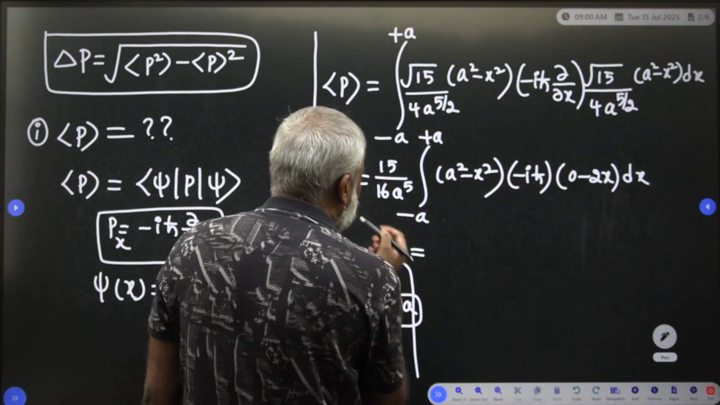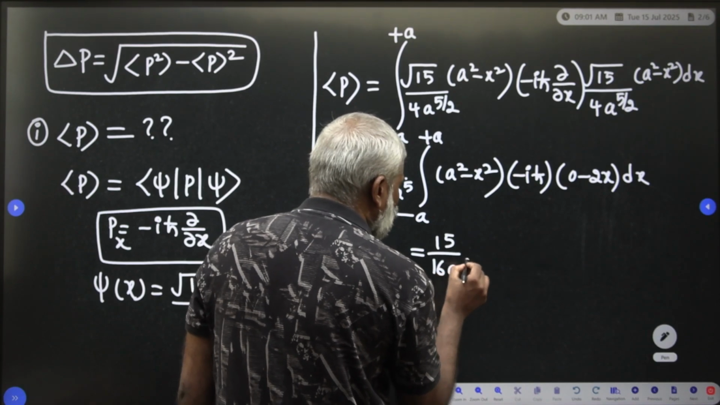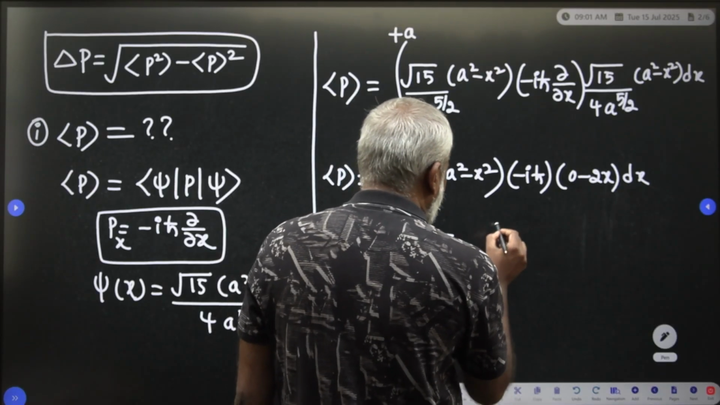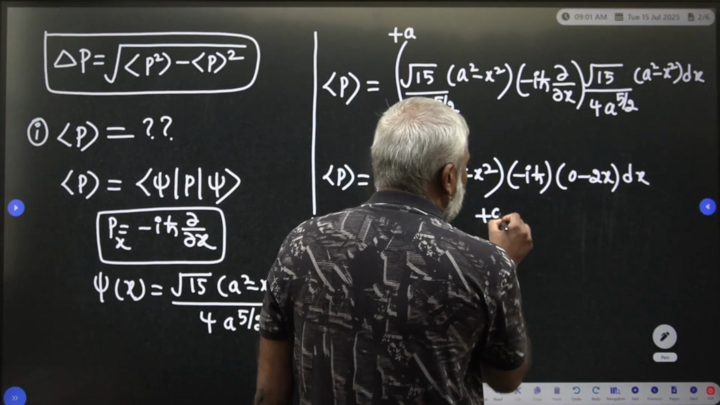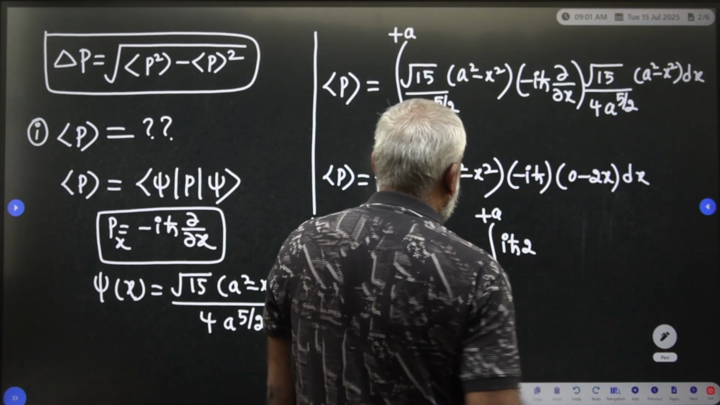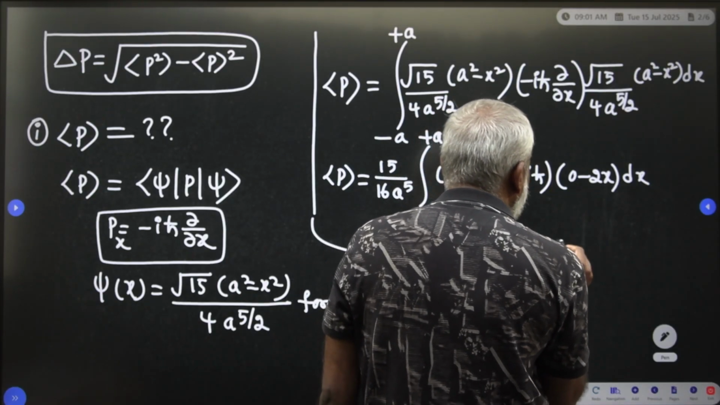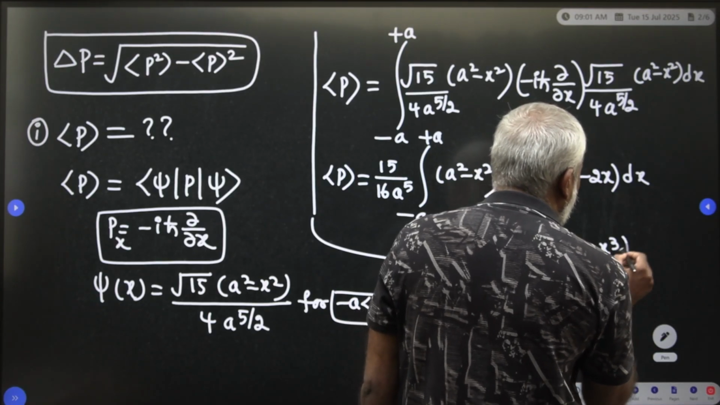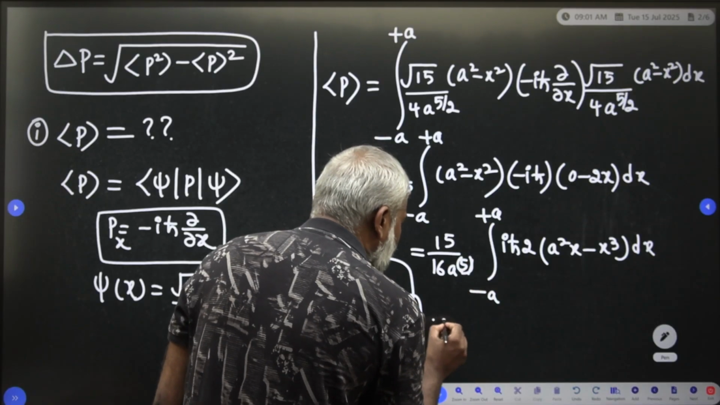So, now we take 15 divided by 16 a to the power of 5. So, integral from minus a to plus a, minus into minus plus iħ into 2. So, we have to multiply a square into x minus x cube into dx. It is clear. Now, you have to bring outside.